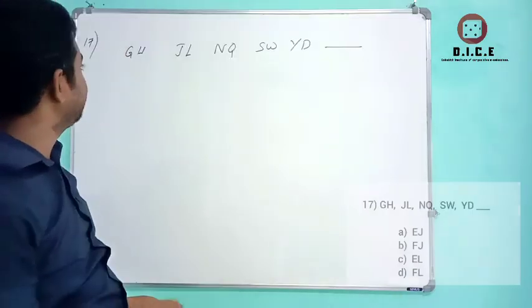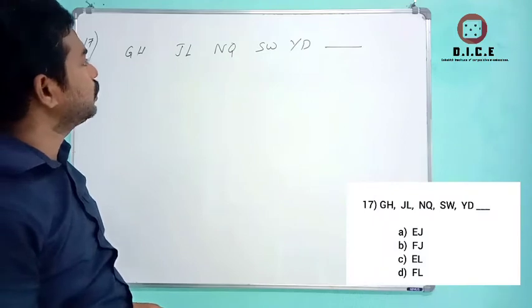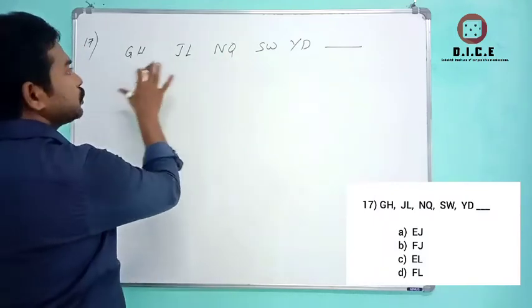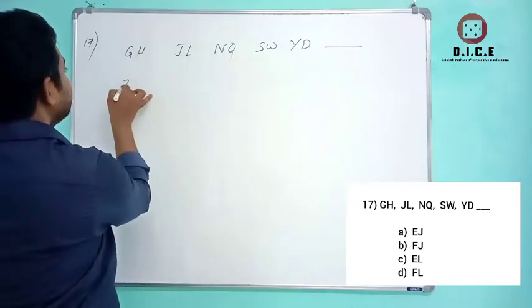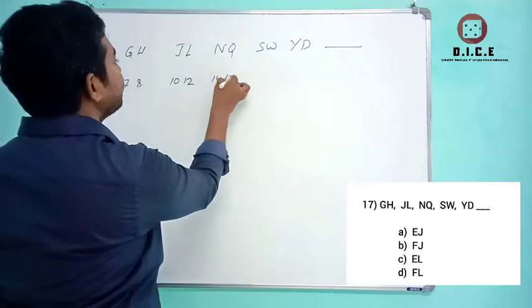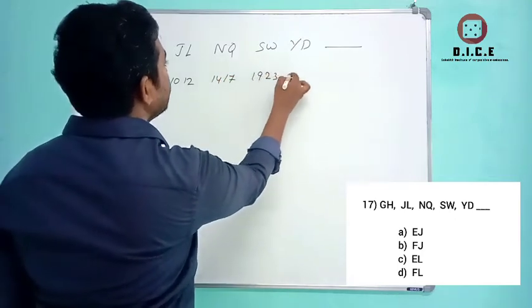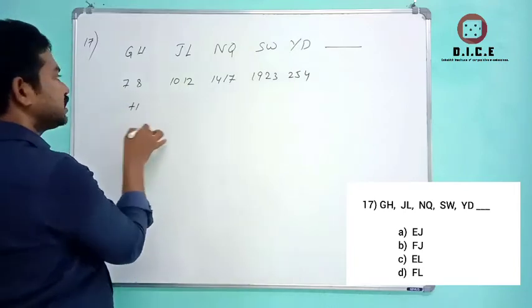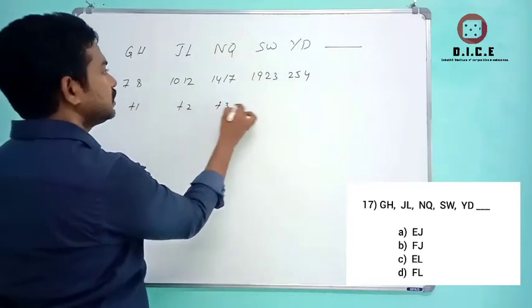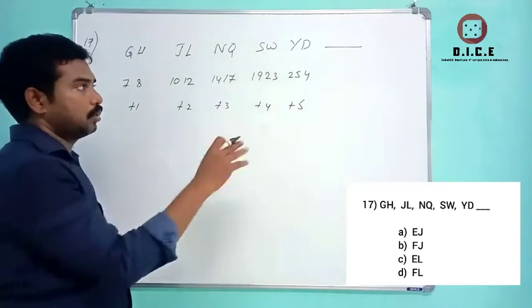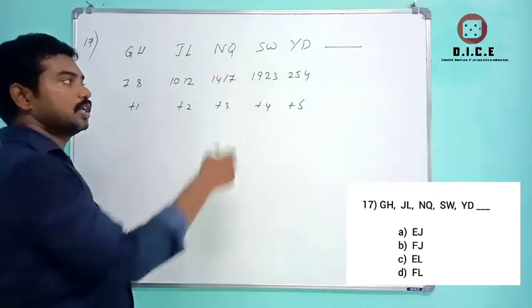Now we see question number 17 here. GH, JL, NQ, SW, YD has been given. You see here. Just try to put the numbers of the particular letters here. G is 7, H is 8, 10, 12, 14, 17, 19, 23, 25 and 4. 7 and 8, the difference is plus 1, plus 2, plus 3, plus 4, plus 5. Because 26 plus 4, that is 26, 1 letter plus 4, that is plus 5.